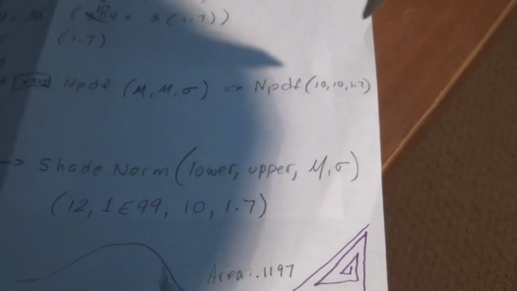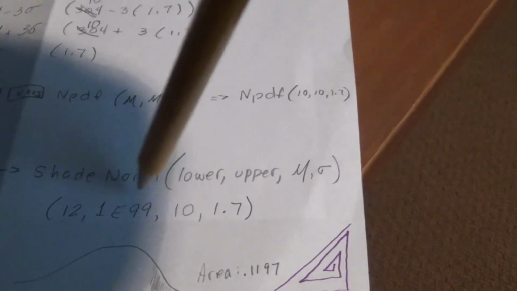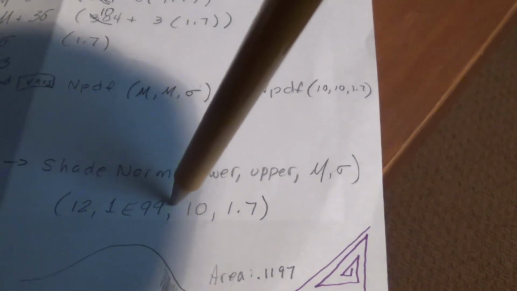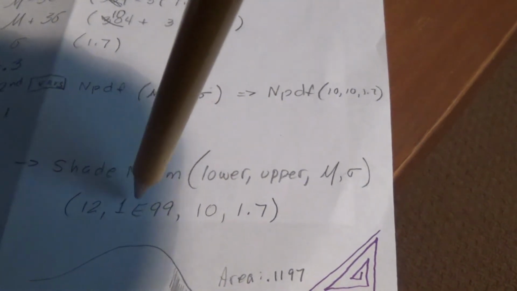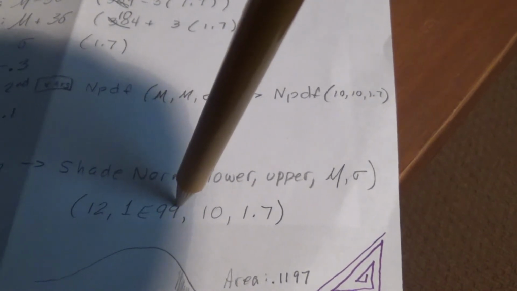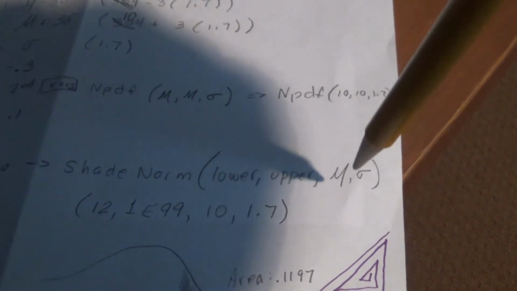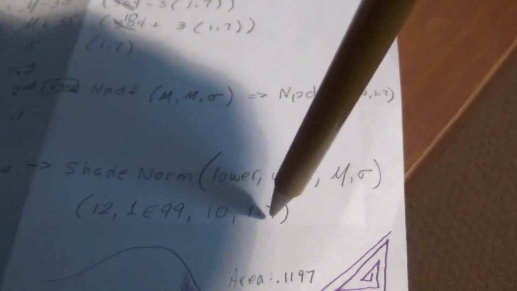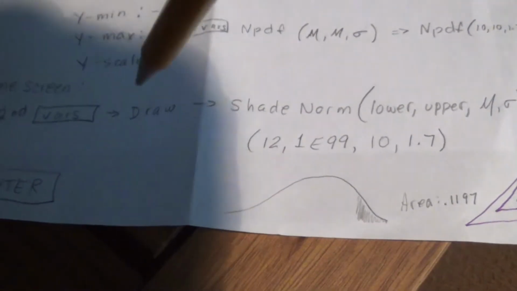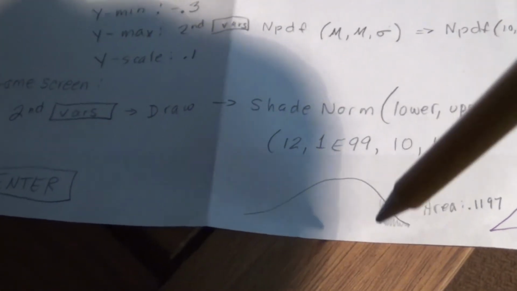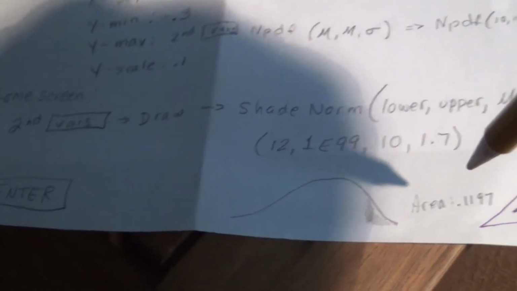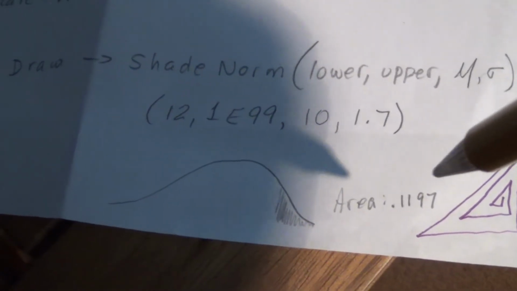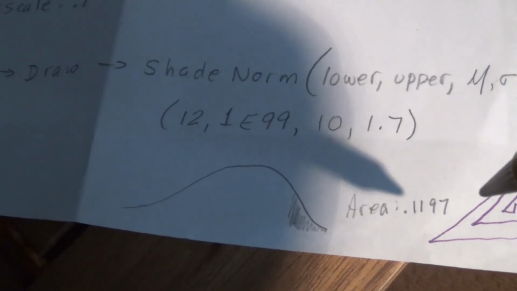It doesn't know about infinity. So we're going to give it 1E99. You remember that double E from physics class. That means 1 times 10 to the 99, a very large number. And then the mean and the standard deviation. When you hit enter, you should get a nice normal curve with the area shaded in, and the calculator should tell you what that area is, and it should be 0.1197 and a few other decimals.